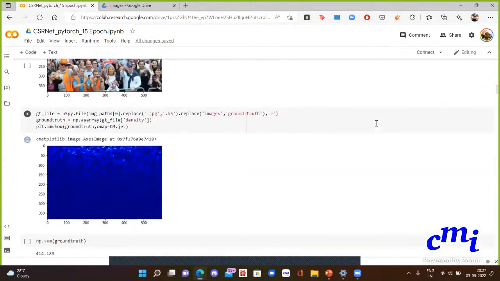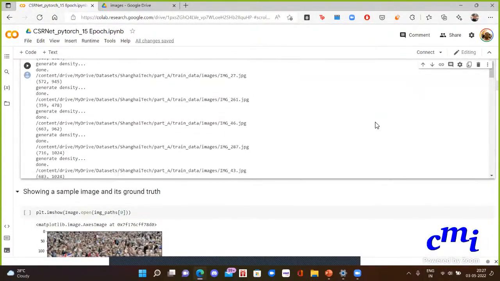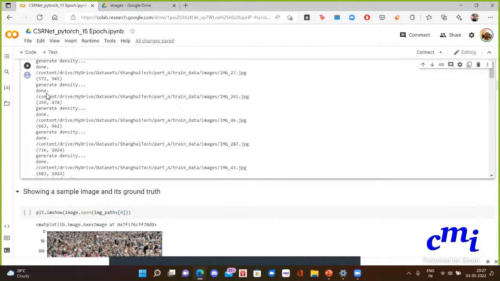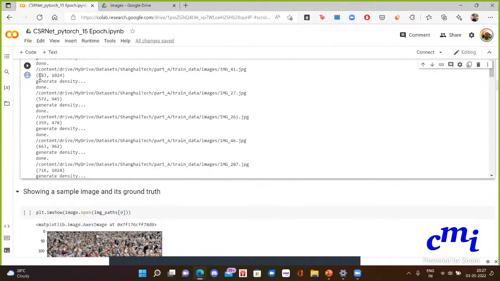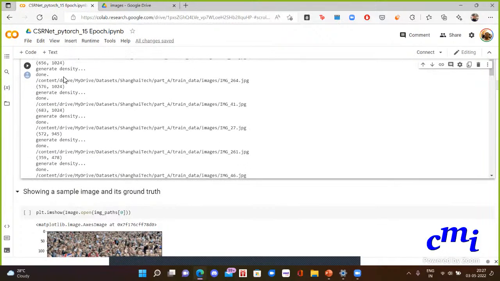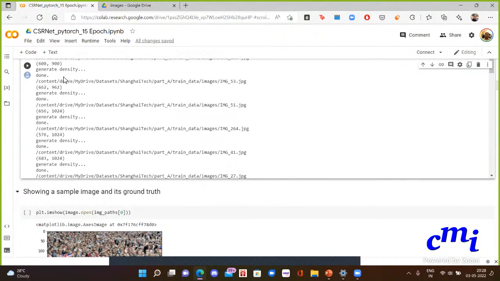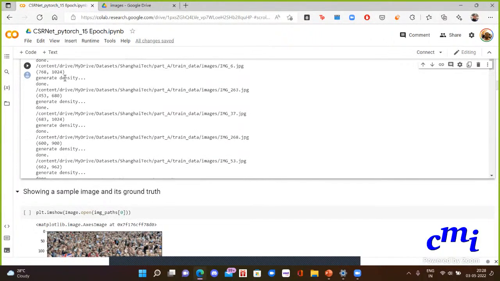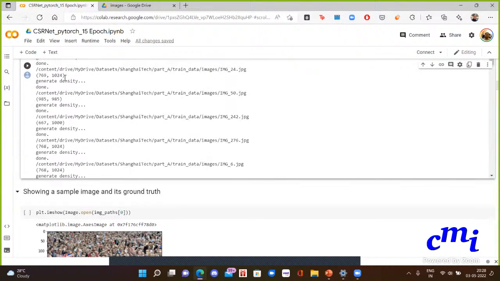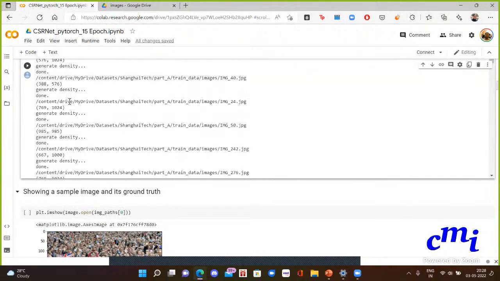No, that's okay. So these are the sizes, like 683 by 102. These are varying sizes. I see. So these are some sizes of all the high resolution training images, yeah, high resolution.